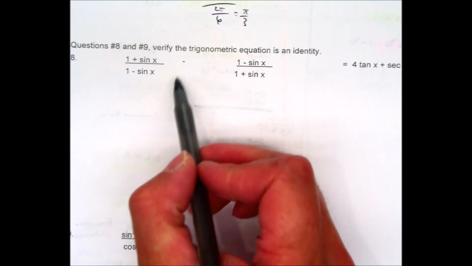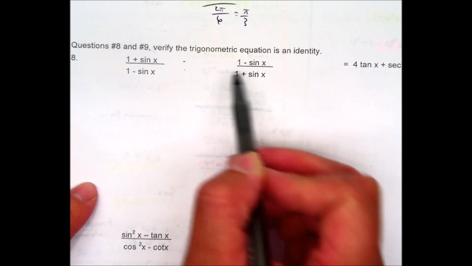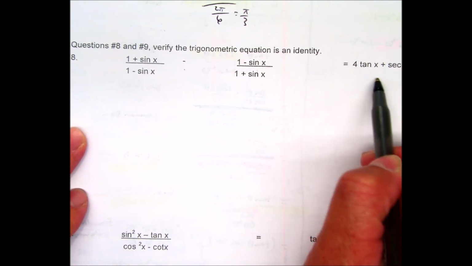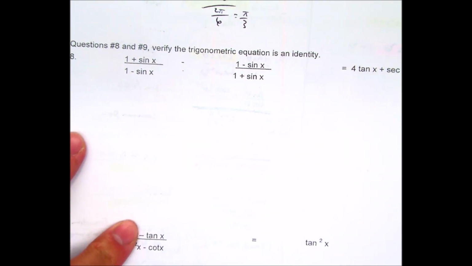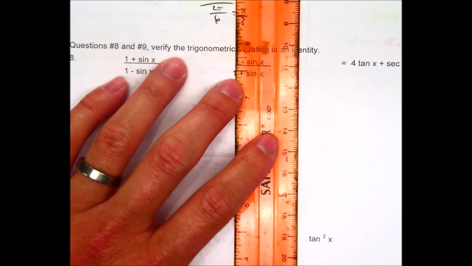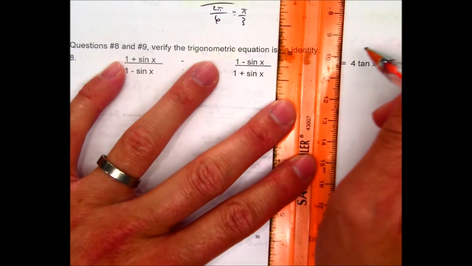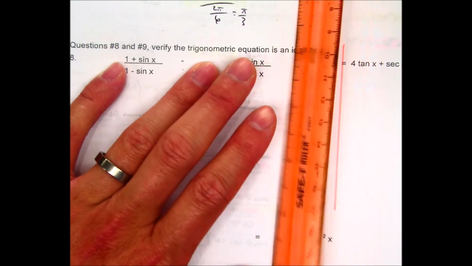Let's do question number 8. Notice there's lots of space there for you to work. 1 plus sine x over 1 minus sine x minus 1 minus sine x over 1 plus sine x equals 4 tan x secant of x. So I'm supposed to verify this identity. Which side do you think we're going to work on? We're going to work on the left side.